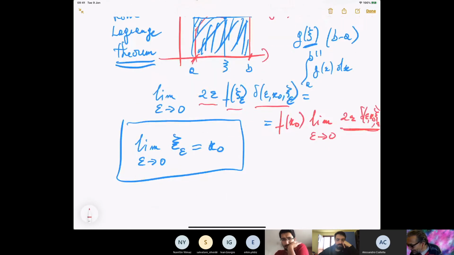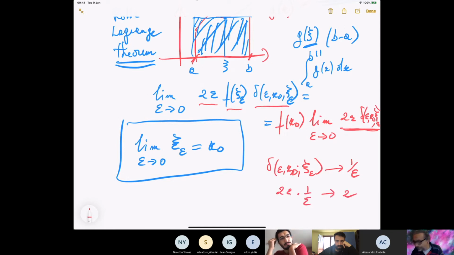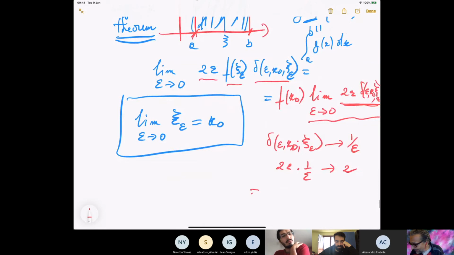But delta epsilon x0 xi epsilon tends to 1 over epsilon when epsilon tends to 0. So 2 epsilon times 1 over epsilon tends to 2. Now we can go back because, you know, this limit is 2. So we find that this limit is 2 f of x0.